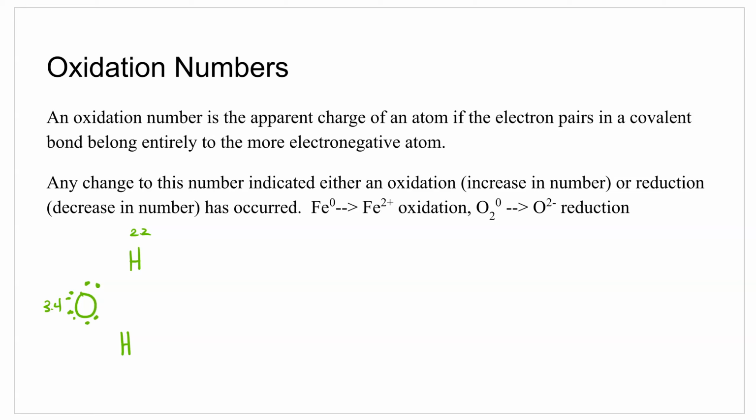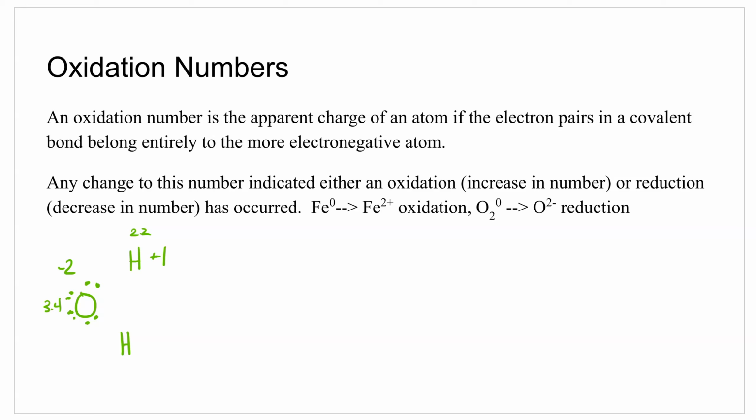Oxygen normally has 6 electrons in its valence shell. Now it has 2 more. We give it an oxidation number of -2. Hydrogen normally has 1 electron in its valence shell. It now has none, and so we give it the oxidation number of +1.